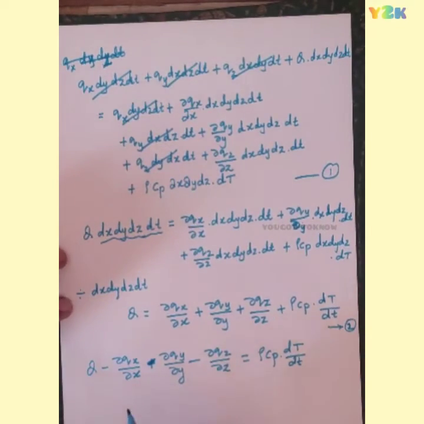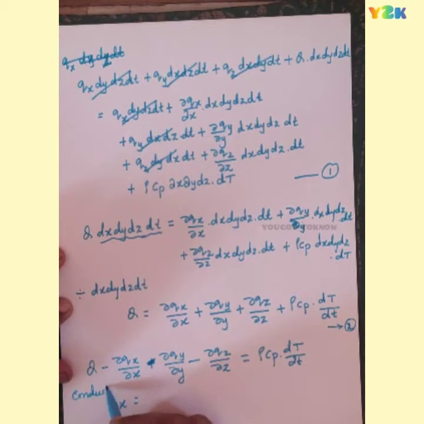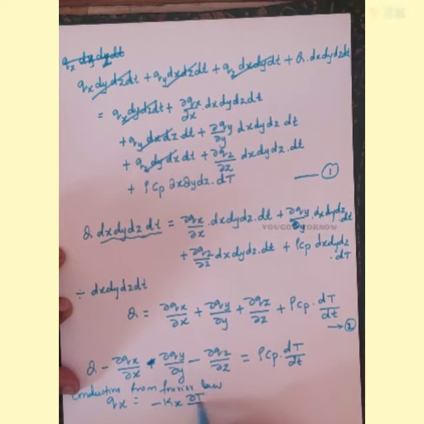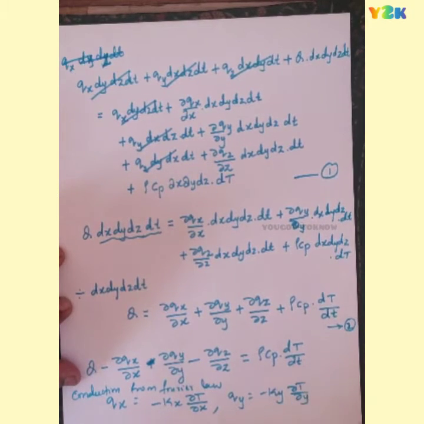Now, what is your qx? We know qx from the Fourier conduction equation, or Fourier law. From Fourier law, qx equals minus kx into ∂T/∂x. Correct? Similarly, qy equals minus ky into ∂T/∂y. Okay, qz equals what? Minus kz into ∂T/∂z.